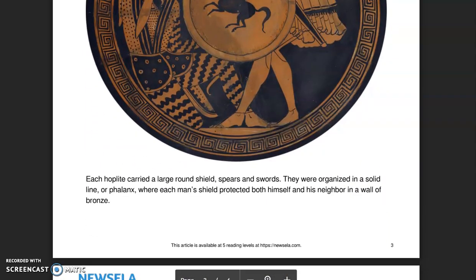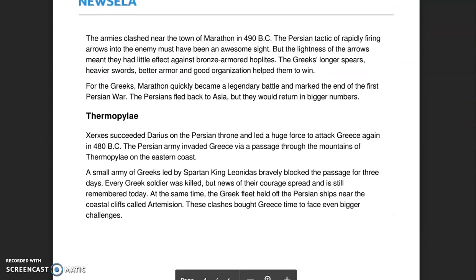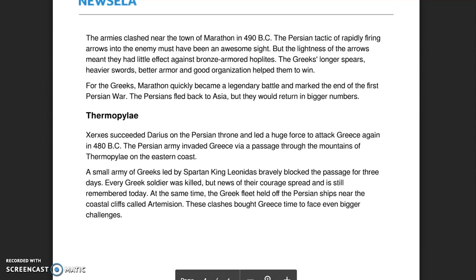Each hoplite carried a large round shield, spears, and swords. They were organized in a solid line, or phalanx, where each man's shield protected both himself and his neighbor in a wall of bronze. The armies clashed near the town of Marathon in 490 BC.